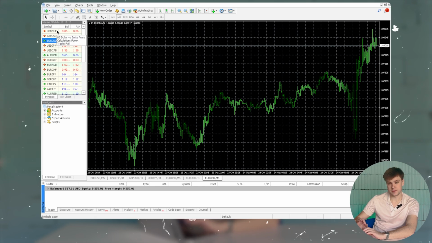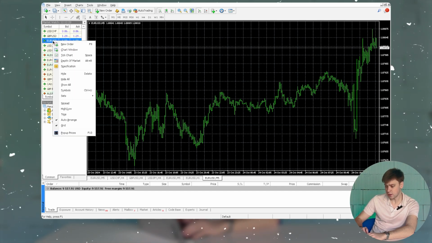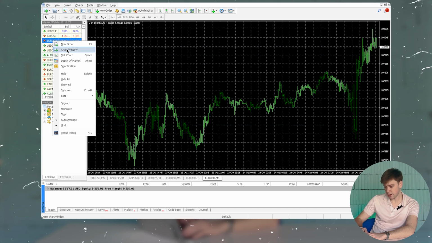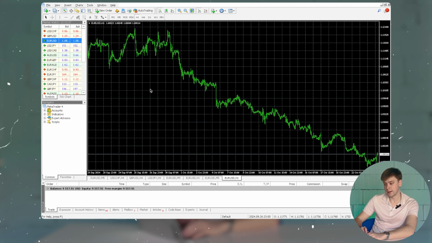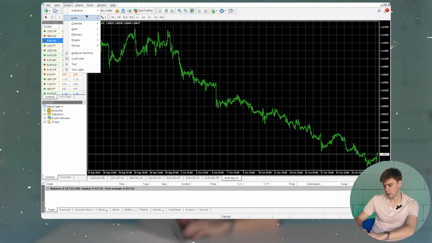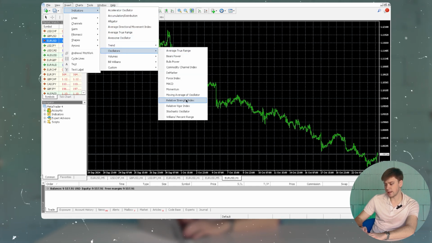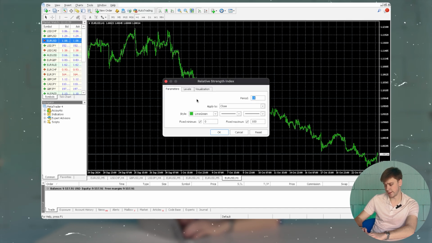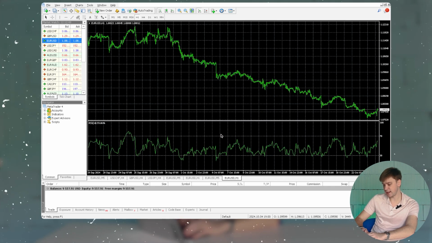If you haven't opened your currency pair yet, you can choose it from the list on the left, double click and open the chart window. It will open your currency pair. To add an RSI indicator, you click Insert, Indicators, Oscillators, and Relative Strength Index. Here we have set period 14, click OK, and at the bottom of the page you can see the RSI graph.